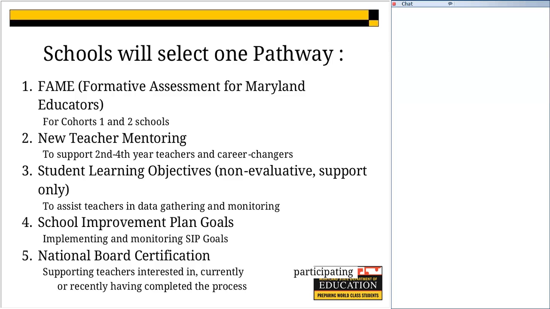School improvement plan goals, and so that would be something like when the school improvement team is creating those goals, thinking about how teachers could actually implement, monitor, and report out the achievement of those goals, and also thinking about how those can be identified and celebrated throughout the year. And then National Board Certification. So this would be to support teachers who are interested in or who are currently in the process or who have recently completed the process. So really supporting teachers in achieving that National Board Certification.